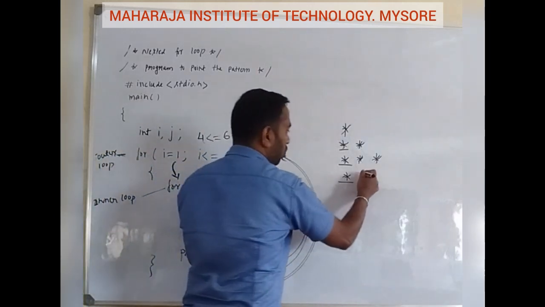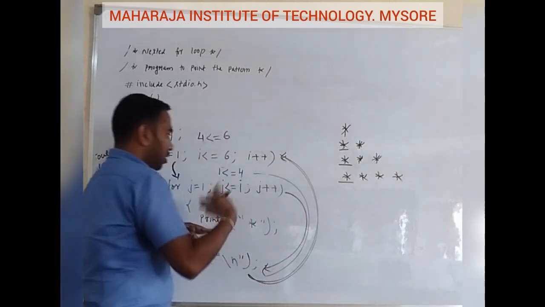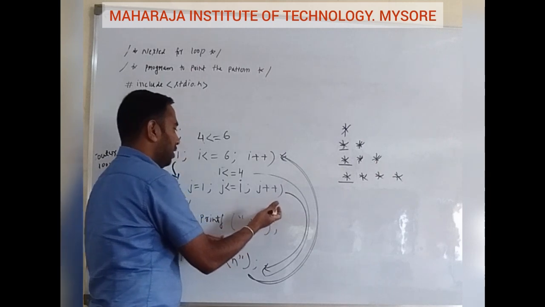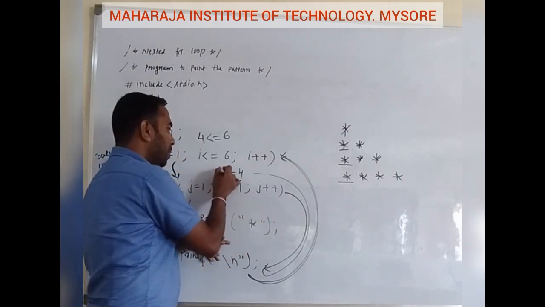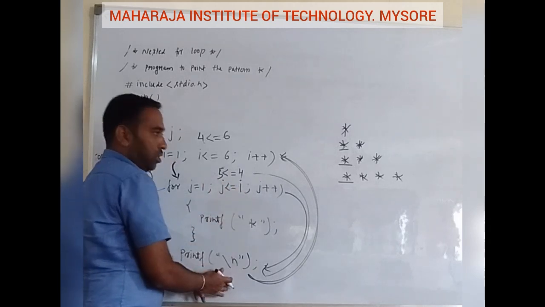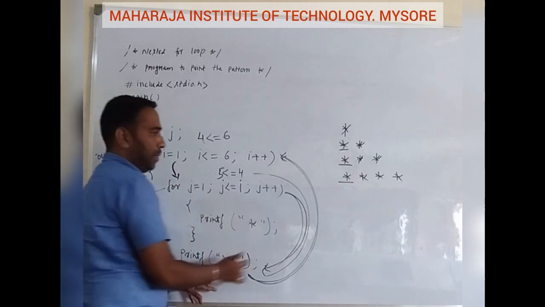j becomes 2. j becomes 3. j becomes 4. After incrementing the value, j becomes 5. 5 is not less than or equal to 4. It's false. You come to this statement. You go to the new line. Next.